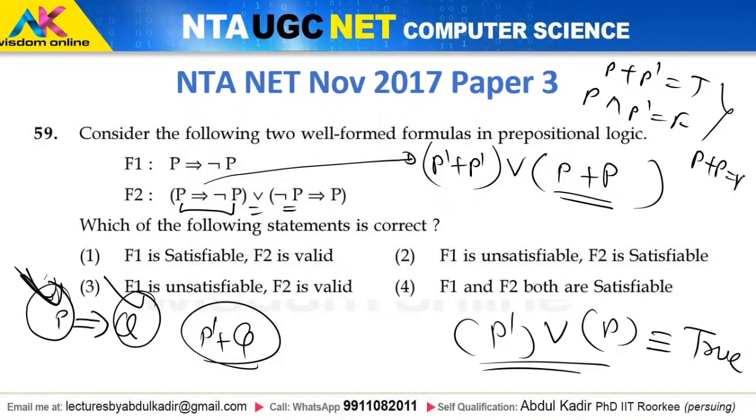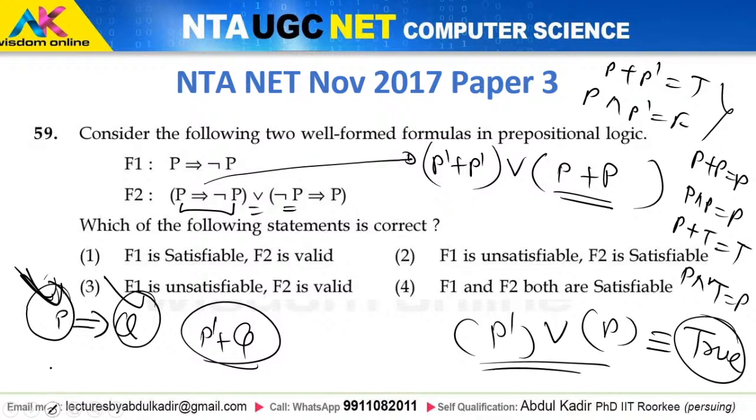P plus P is equal to P. P and P is equal to P. P plus true is equal to true. P and true is equal to P. All these things we have already seen. Manisha, is it clear? Yes, P dash plus P is nothing but true. True means tautology. True means valid. So that is the meaning.